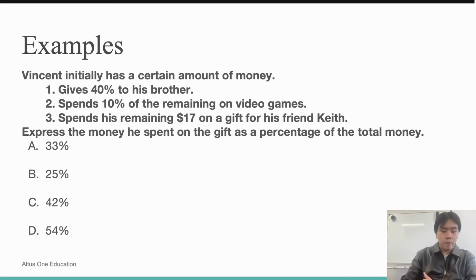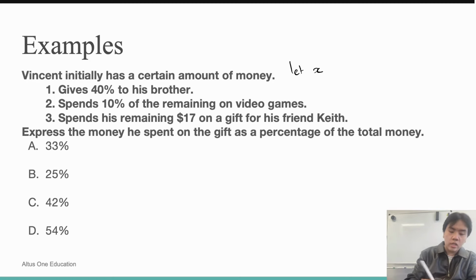Let's have a look at this one. Vincent initially has a certain amount of money. He gives 40% to his brother, spends 10% of the remaining on video games, and then spends the remaining $17 on a gift for his friend Keith. We want to express the money he spent on the gift as a percentage of the total amount of money. My first step is going to be letting X equal the amount of money he initially has.